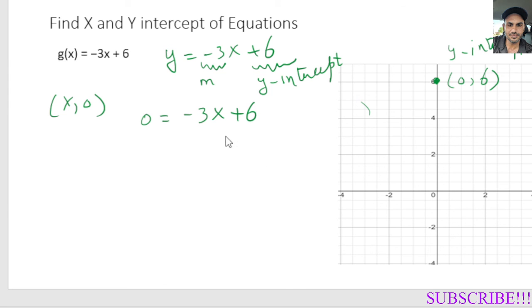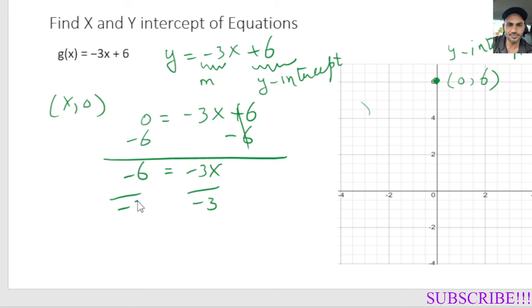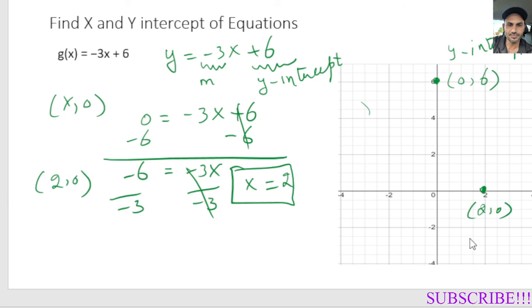And then we go ahead and simplify this where we subtract 6 on both sides. So we have negative 3x equals negative 6. And then we divide by negative 3 on both sides to solve for x. So x equals negative 6 divided by negative 3, which is 2. So your x-intercept is (2, 0), which would be right here, this point right here. All right, so this is (2, 0), the x-intercept.